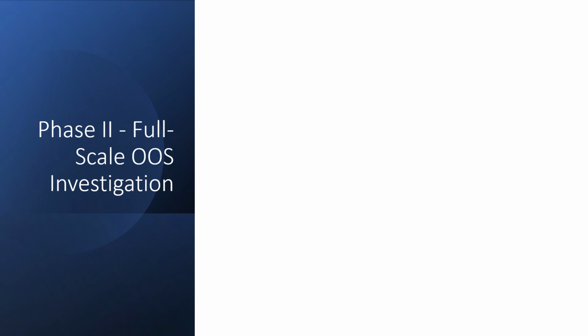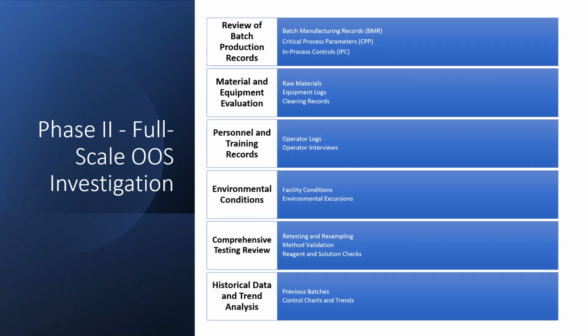So now we will discuss phase 2, that is full scale OOS investigation. Phase 2 of OOS investigation is conducted if phase 1 does not identify any assignable cause for the OOS results, right? So generally phase 2 focuses on investigation that extends beyond the laboratory, that includes a thorough review of the manufacturing process. So let's discuss what is phase 2 full scale OOS investigation and what we can include in this investigation, right? So first of all, you can see review of batch production records.